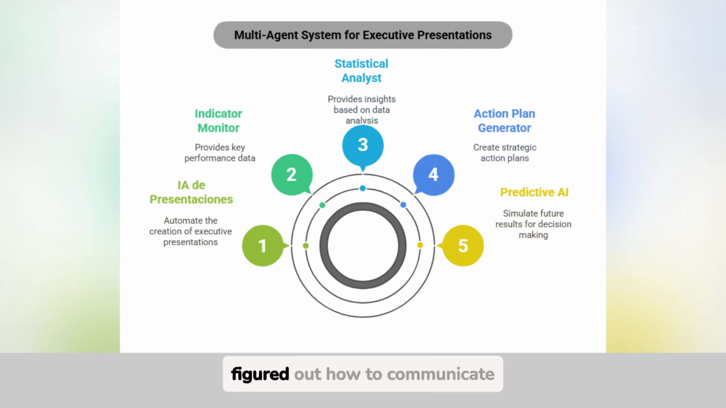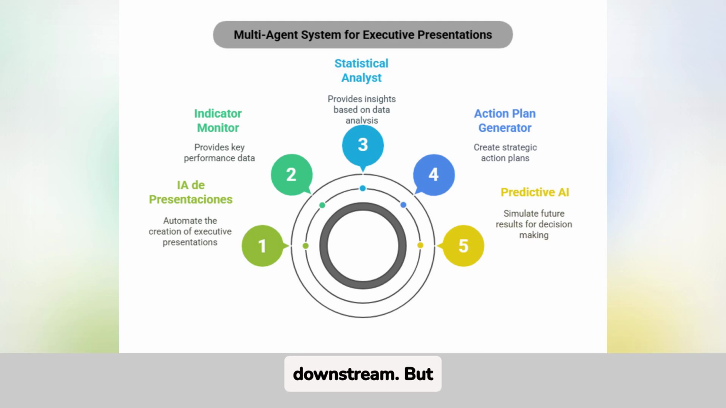Okay, I've already figured out how to communicate upstream and downstream, but now I need to figure out how to get all departments working together without silos or duplicating tasks.